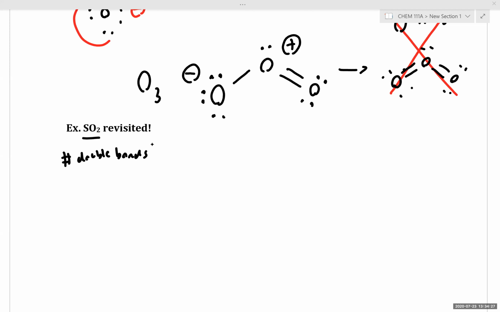So then, how do we minimize formal charges when we have an adjacent negative and positive formal charge? How do we minimize formal charges? What can we do? We need to form another bond between oxygen and chlorine. That in turn gives us the following expanded octet structure.